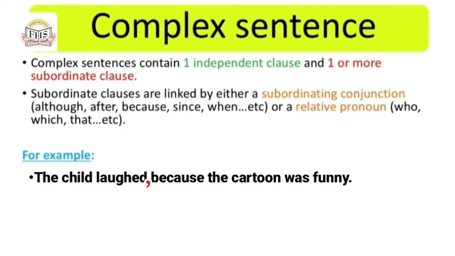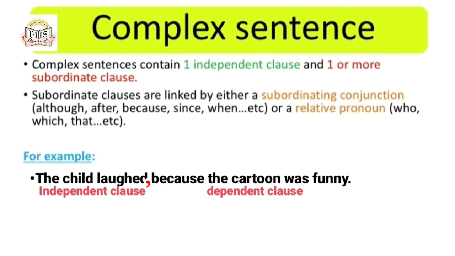The sentence is made up of two clauses, an independent clause and a dependent clause. The first one is the child laughed, which makes sense by itself. And the dependent clause is because the cartoon was funny. Because the cartoon was funny does not make sense by itself. It needs the first idea to make a complete sentence.